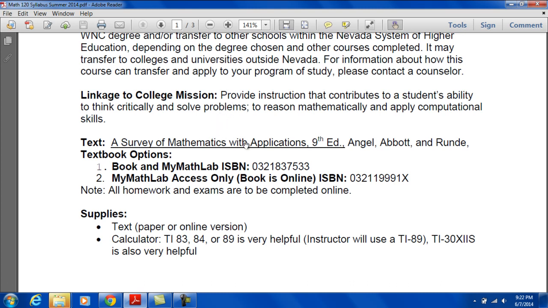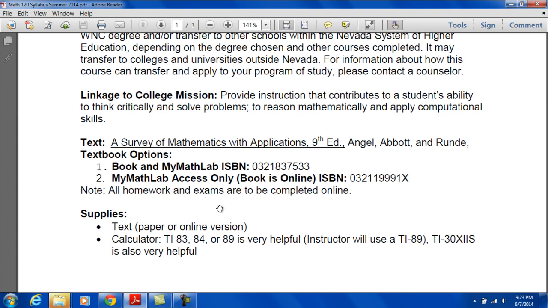So our book is going to be A Survey of Mathematics with Applications, 9th edition, by Angel, Abbott, and Runde. You have two options. You can get the book with My Math Lab, and there's the ISBN for that. Or you can get just the My Math Lab access, and there will be an ebook in there. But either way, you need My Math Lab access. So you can get this at the bookstore. You can go to mymathlab.com directly and see how much it is. I'm not sure what the price difference is.